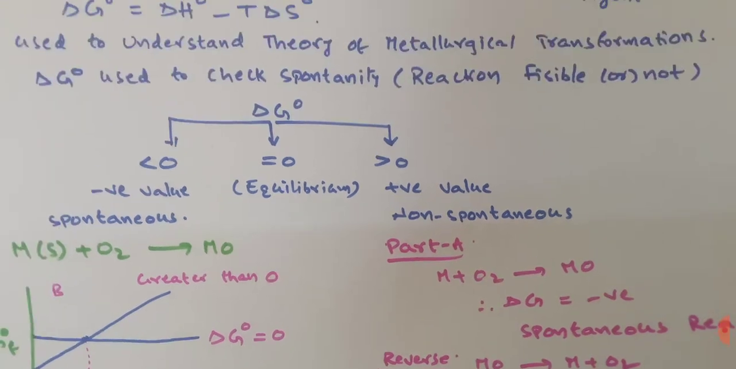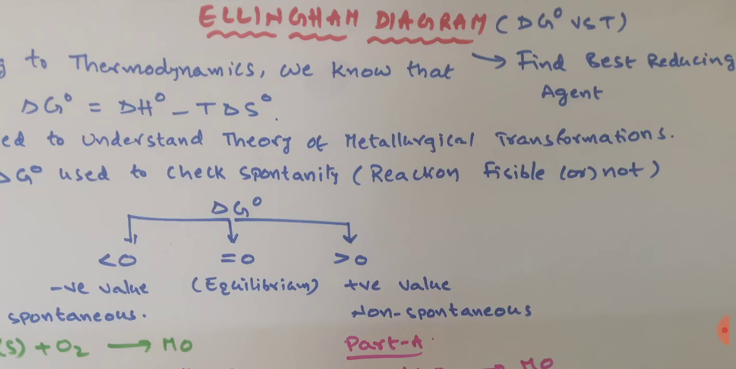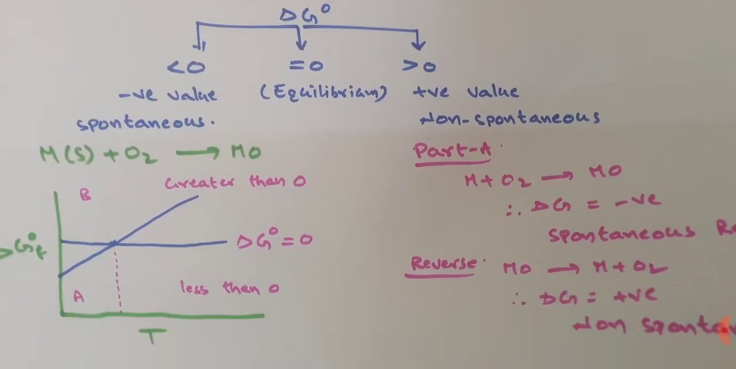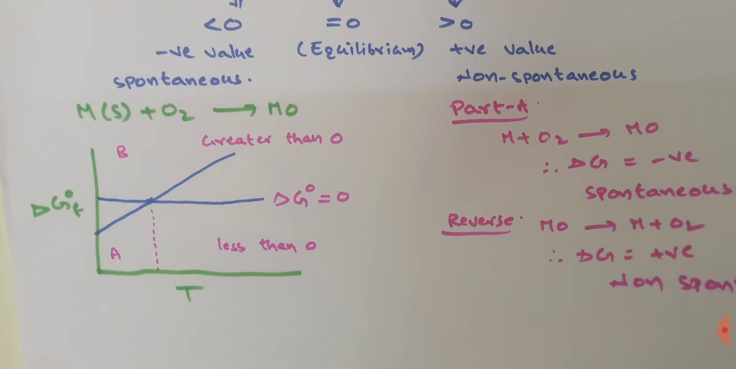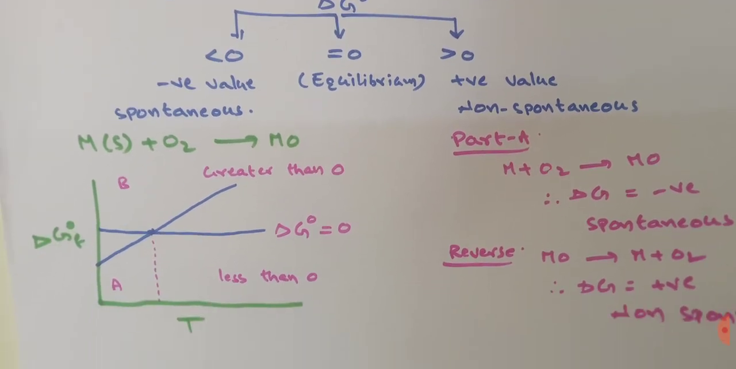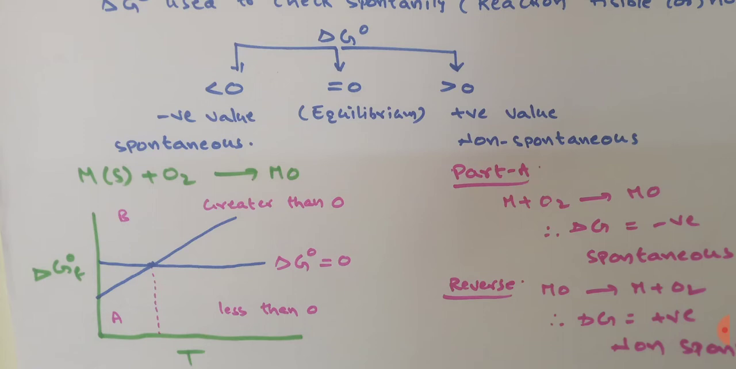Okay, this is called the Ellingham diagram. This is the graphical representation between Gibbs free energy and temperature. When the delta G naught value is negative, the reaction is a spontaneous chemical reaction. When the delta G naught value is positive, the reaction is a non-spontaneous chemical reaction. We have already discussed that in part A. Next, we have to proceed to part B.